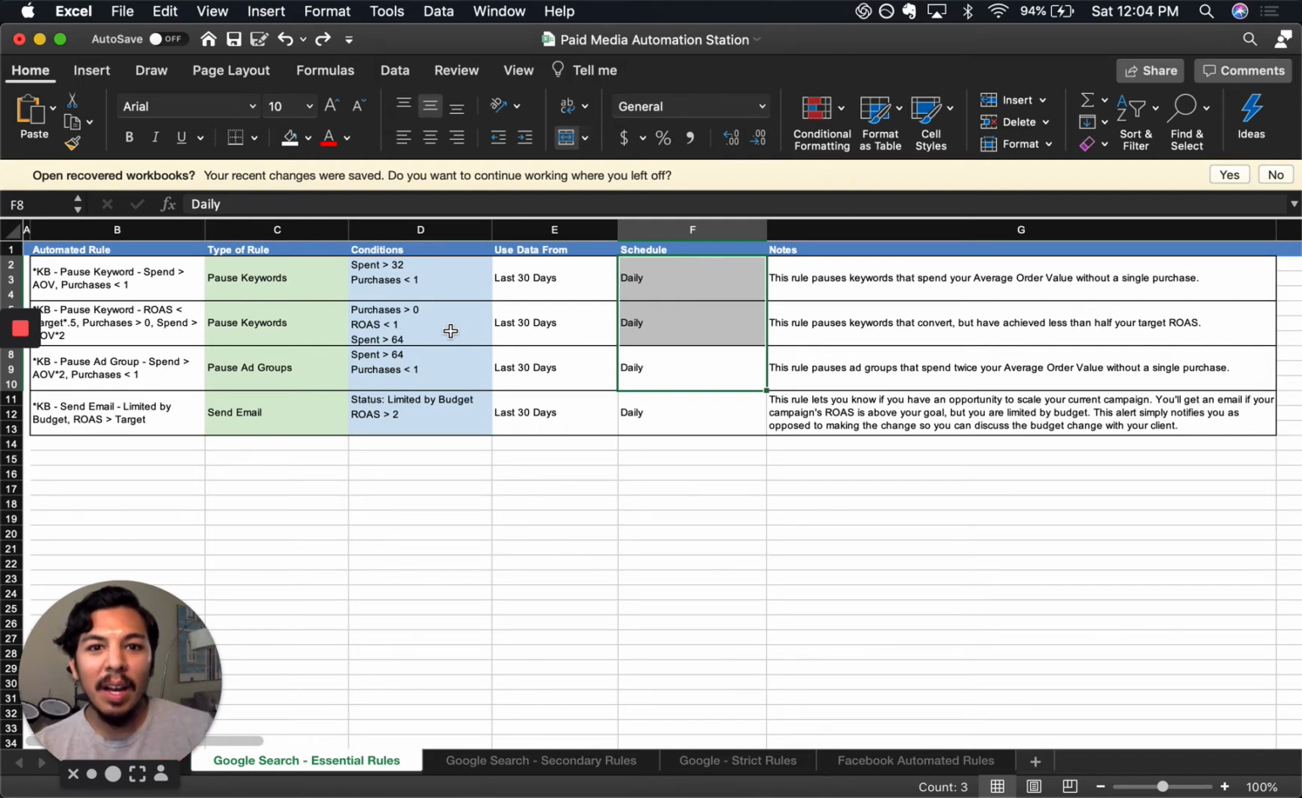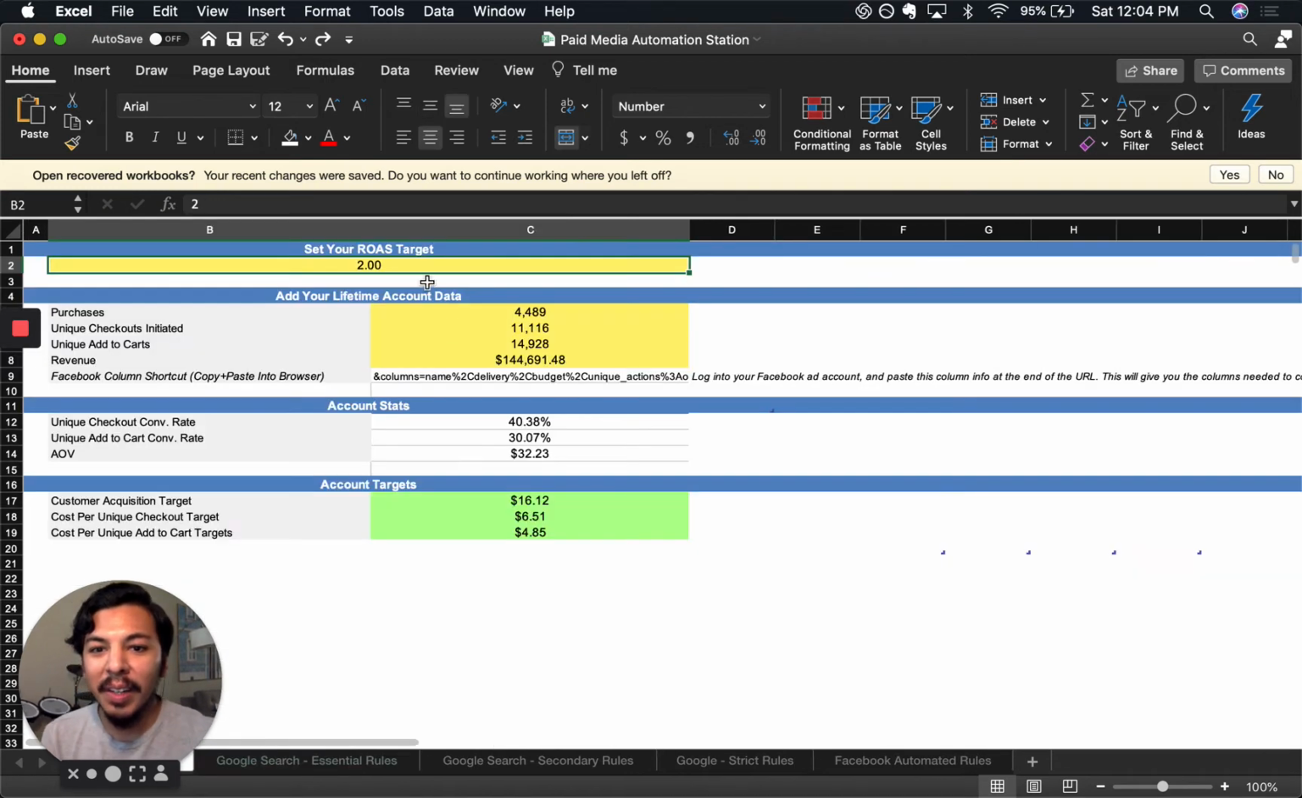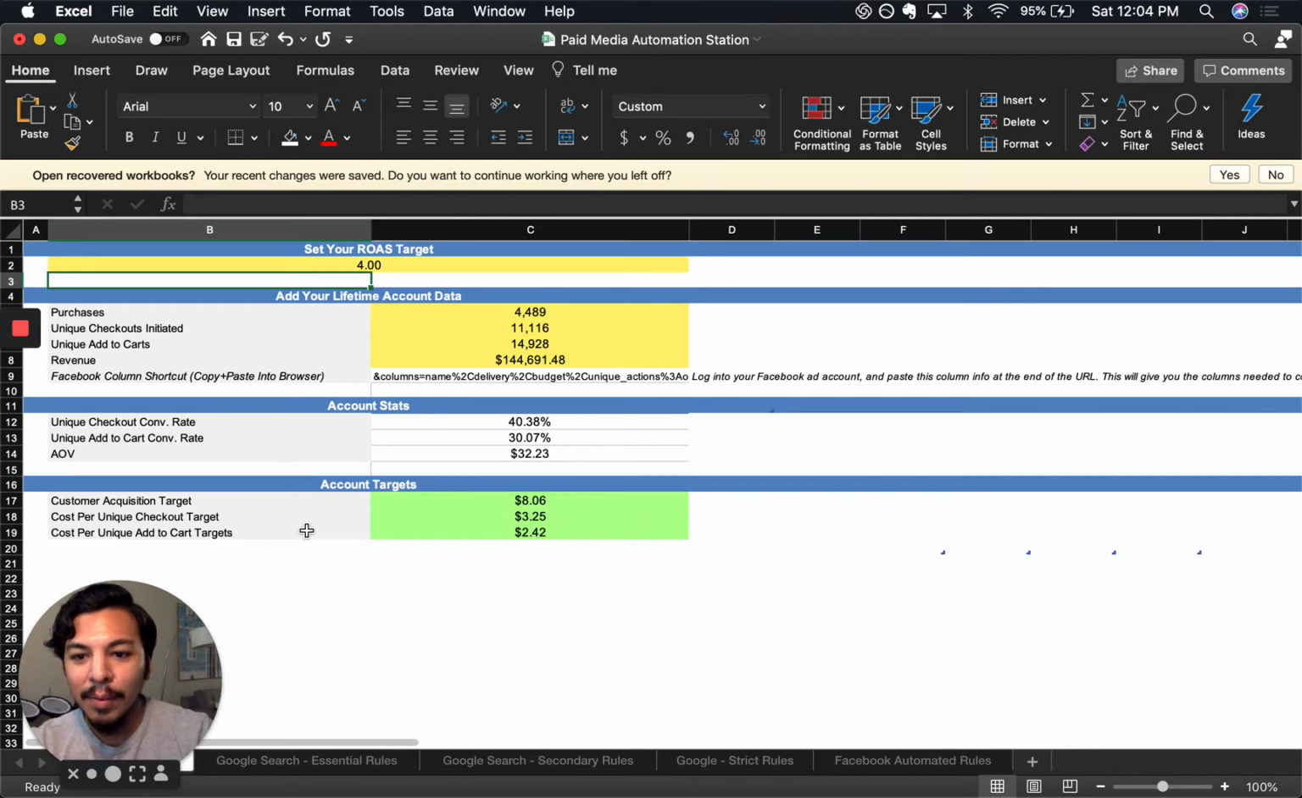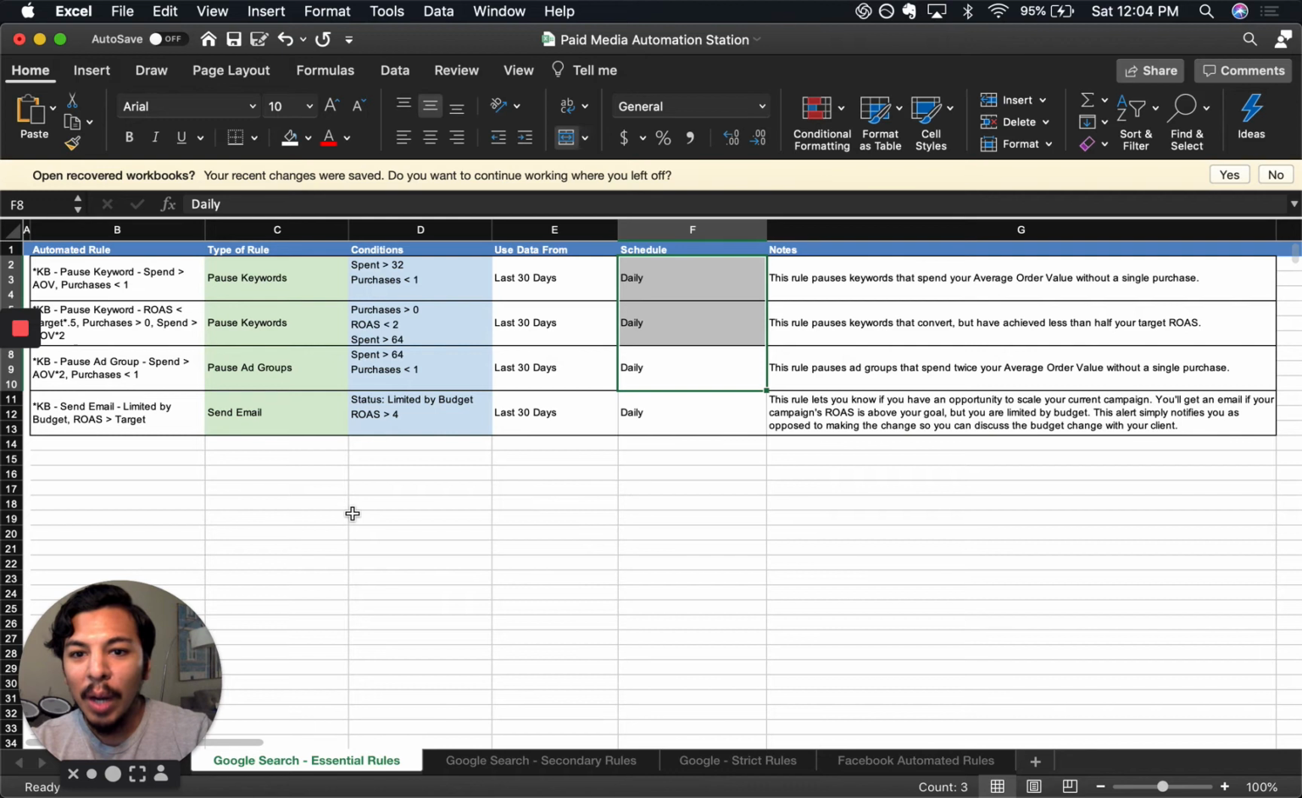It can take 8 hours or more in some cases. So this just helps us make sure that we're not firing any rules prematurely. And you can see here too, if we adjust our ROAS target, let's just say our ROAS target's 4, then you'll see the customer acquisition target down here gets cut in half, as do our checkout and add to cart targets. And then our automated rules, this one is the only one that has a ROAS target in here. Actually, this one does too.